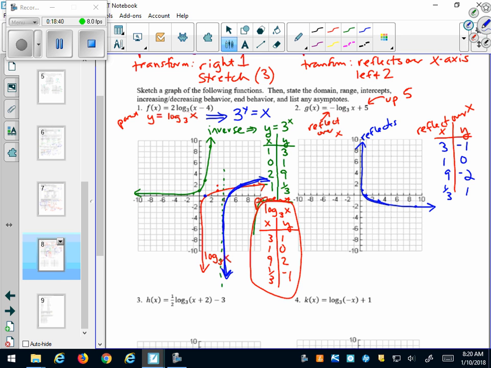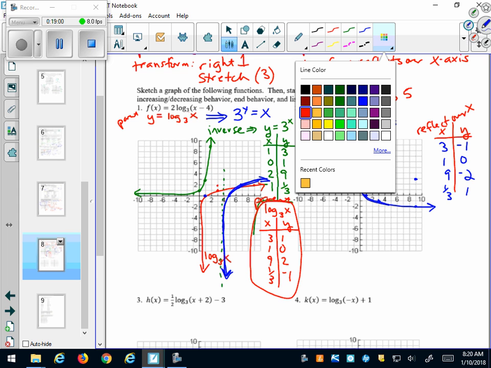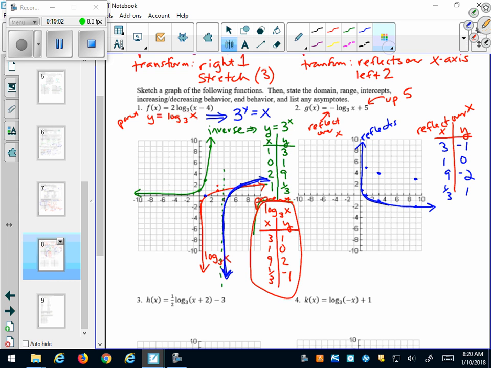Now we've got to move the whole thing up 5. So you take all of these points and go up 5. 1, 2, 3, 4, 5, put a point. 1, 2, 3, 4, 5, put a point. 1, 2, 3, 4, 5, put a point. Still an asymptote at the y-axis, x = 0.